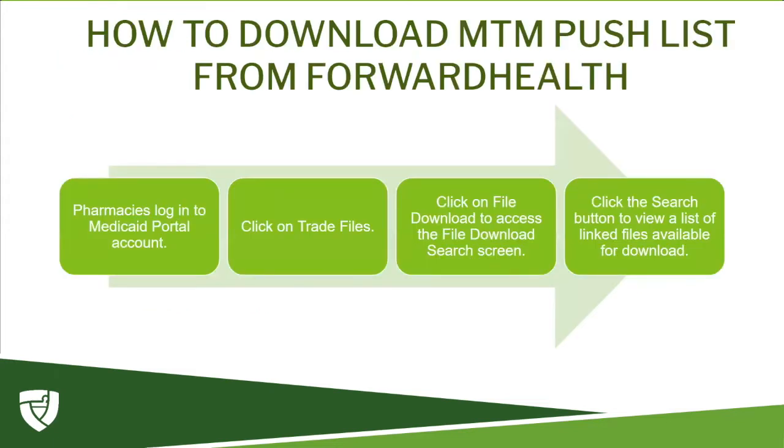So the way to get that push list from the Forward Health website, you're going to need to log into the Medicaid portal with your login, click on trade files. If you have a login and it does not say trade files as an option, that probably means that your specific login doesn't have that access. There's probably a login for your store that has that access. And I know there's a way to get that added.